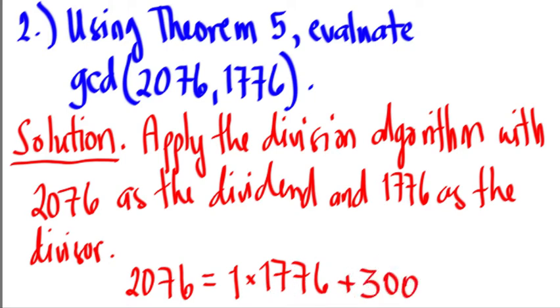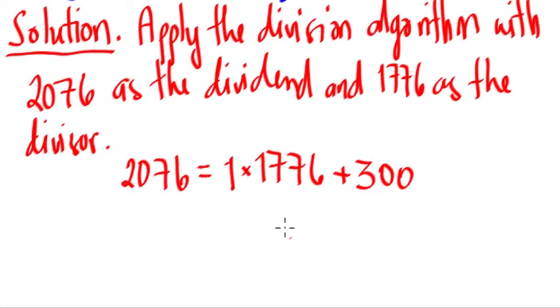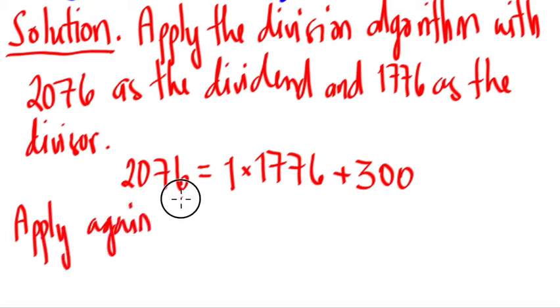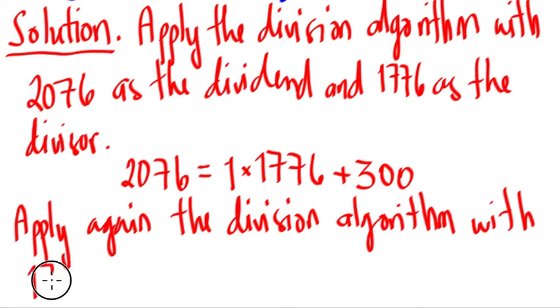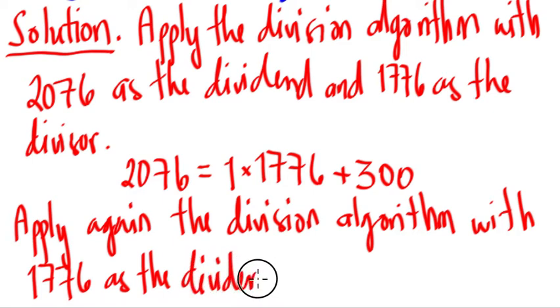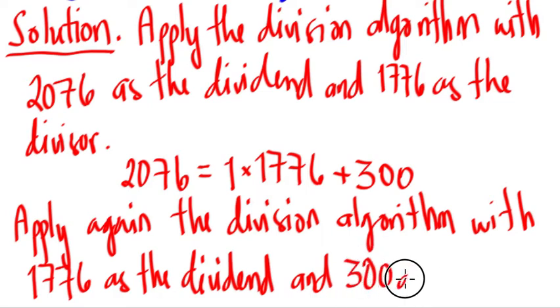That's the difference. Now we again apply the division algorithm by theorem 5, with 1776 as the dividend and 300 as the divisor.